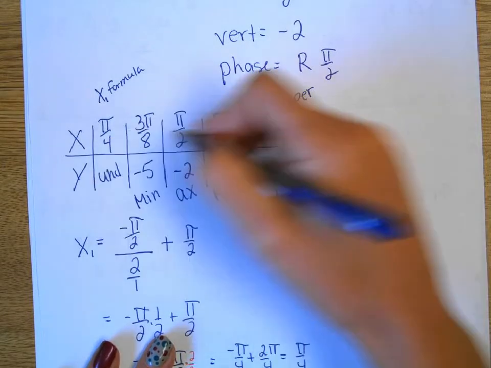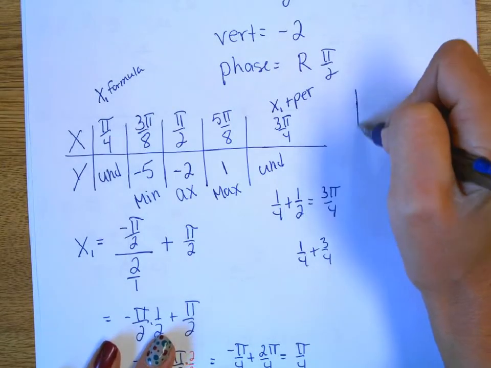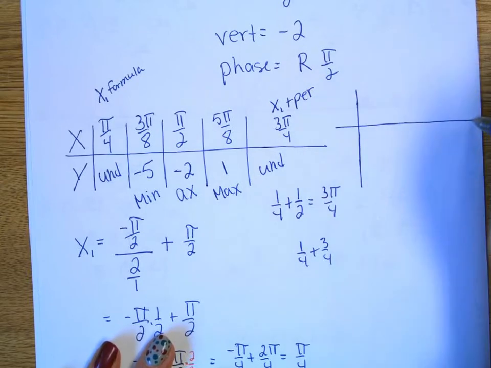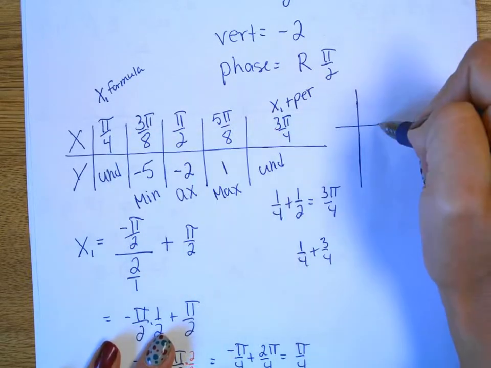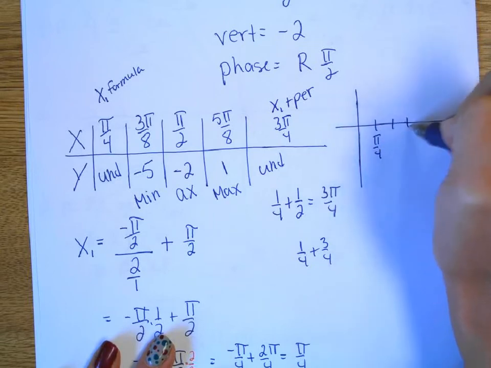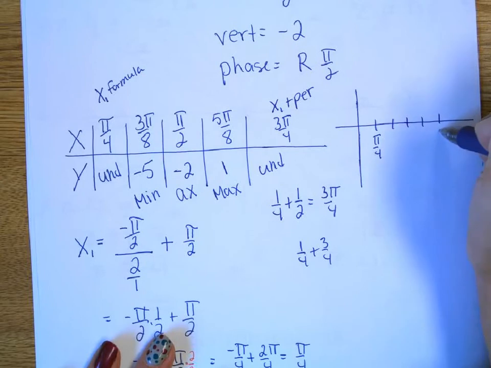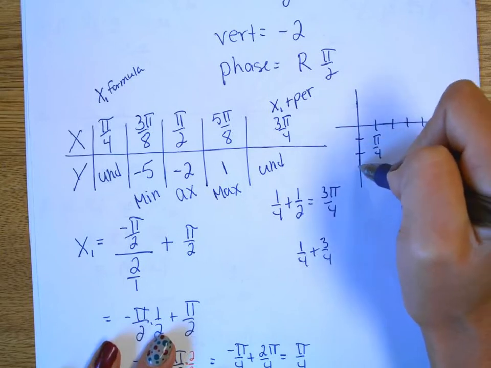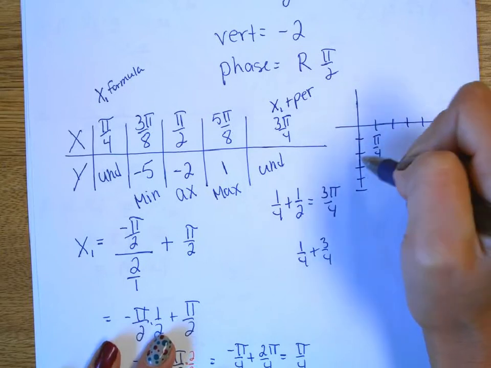So if I make this, it's all positive, so I'll make it small here. Squeeze it in here. They're all positive x's. Everything's to the right: pi over 4, 1, 2, 3, 4, 3 pi over 4. My axis is down at -2, and I got to go down to -5.